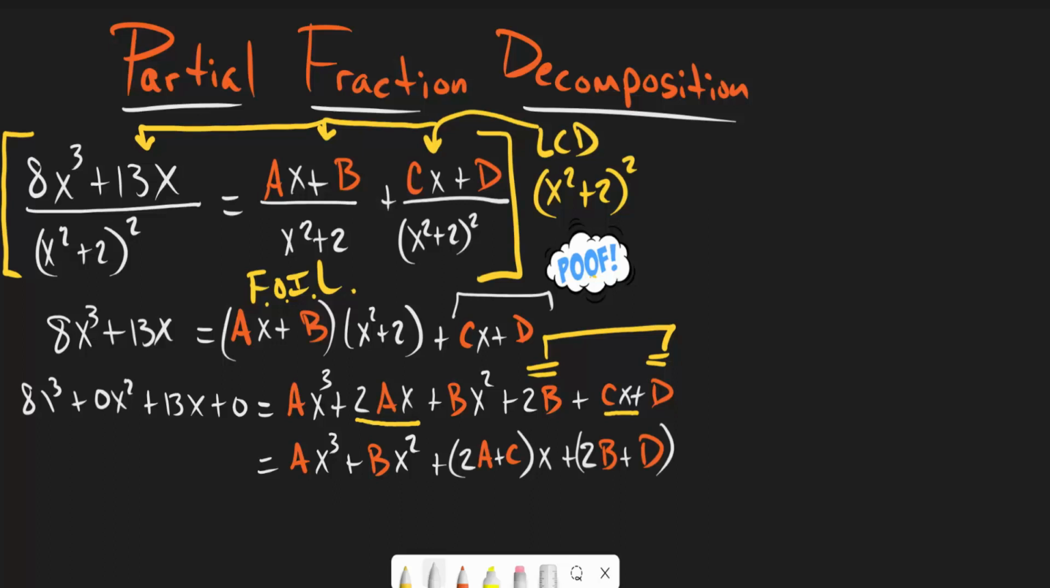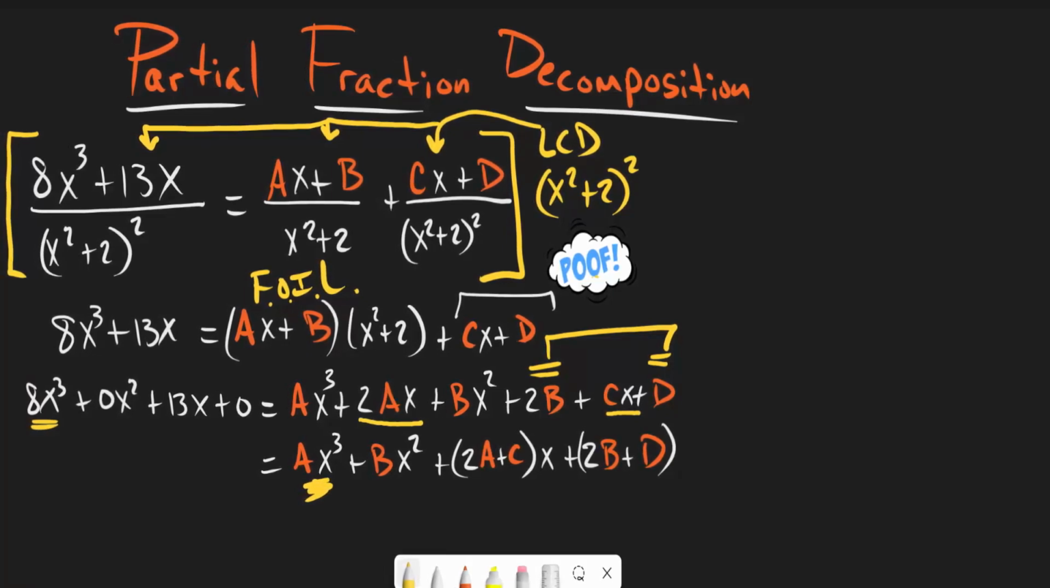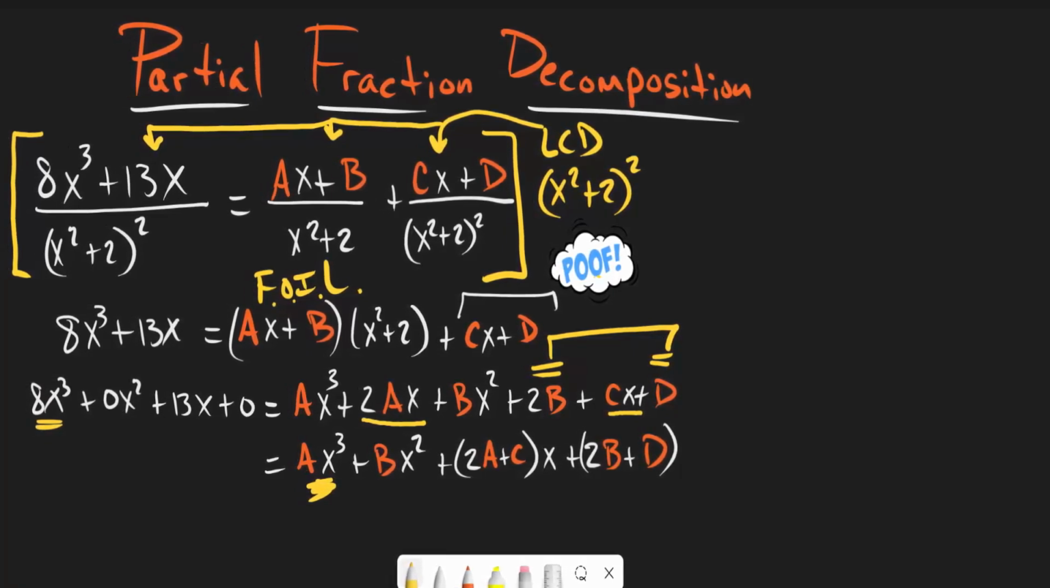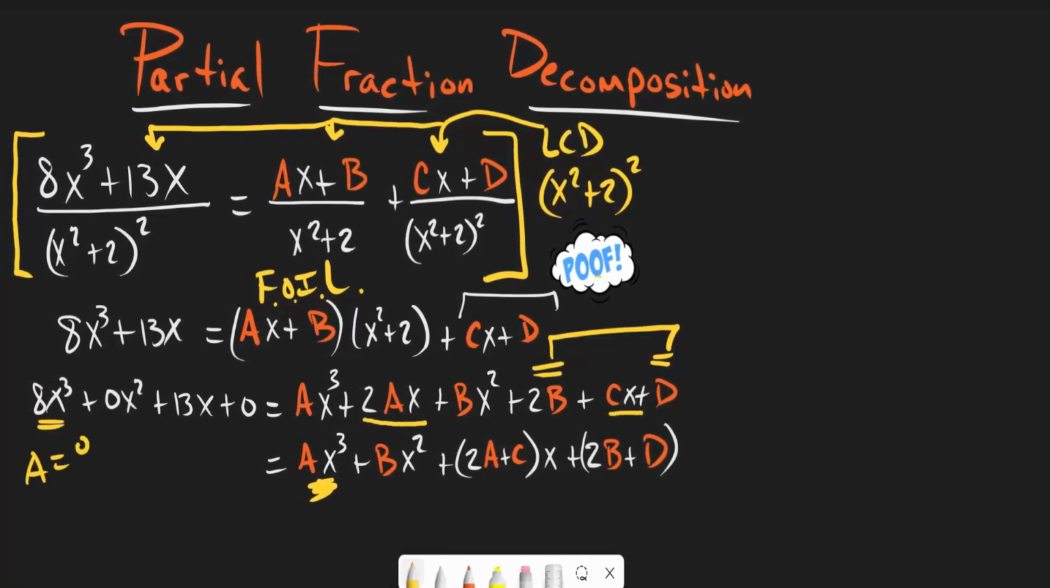Okay, I think we're ready. Let's solve it. So let's start with our cubic. The coefficient on the right-hand side is an a, and on the left-hand side we have a coefficient of 8. So that was an easy one. So a is equal to 8. Boom. All right, it's downhill from here, guys. So let's go to our square terms. On the left-hand side, we have a 0. On the right-hand side, we have a b. So b is equal to 0.